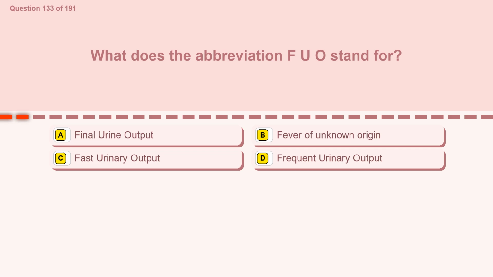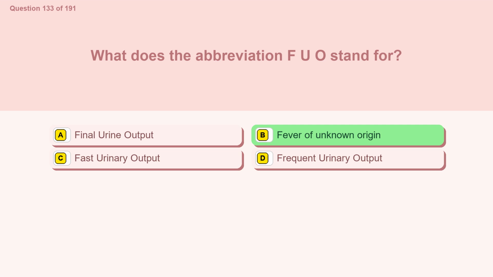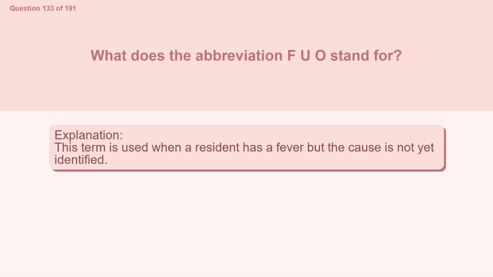Question 133. What does the abbreviation FUO stand for? Option A, final urine output. Option B, fever of unknown origin. Option C, fast urinary output. Option D, a frequent urinary output. The correct answer is option B, fever of unknown origin. This term is used when a resident has a fever but the cause is not yet identified.